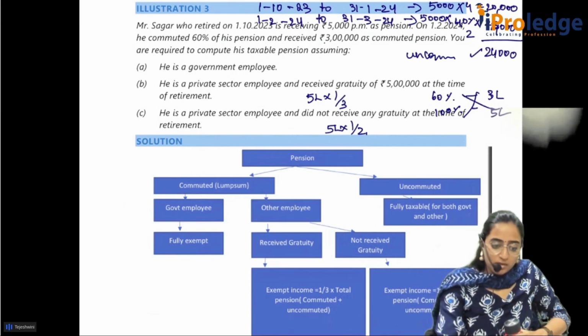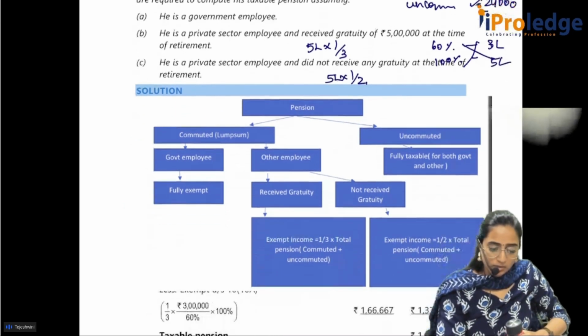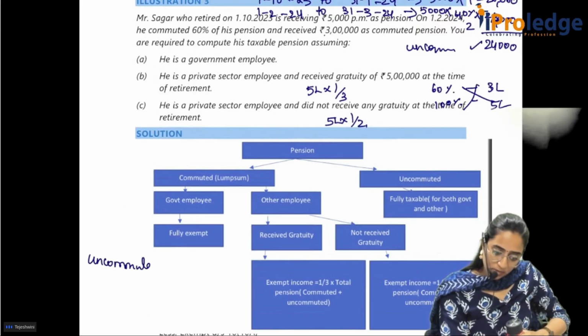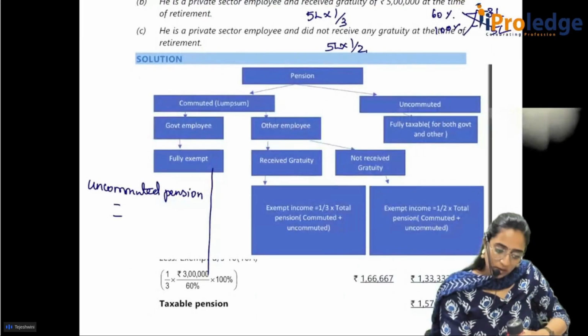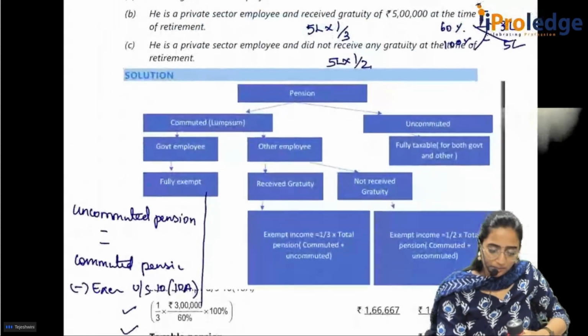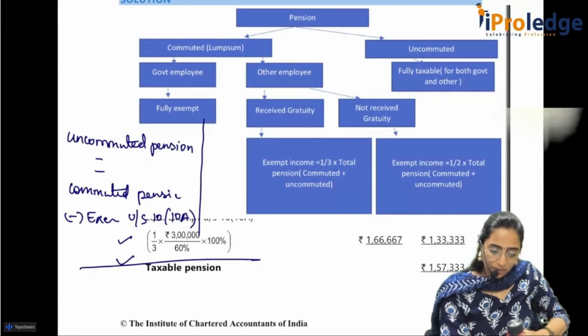I'll give the format for one then. I'll give you the format for one. You can do it for the other cases. First, uncommuted pension. Please do the calculation for this. Okay, calculations. Then, commuted pension minus exemption under section 10(10A). Please do the calculation over here for 10(10A). Then you would get the taxable pension.